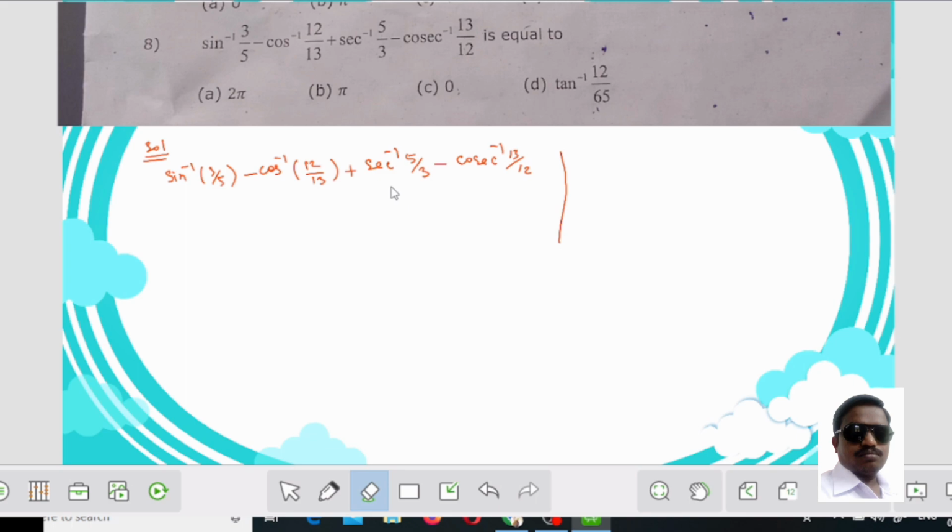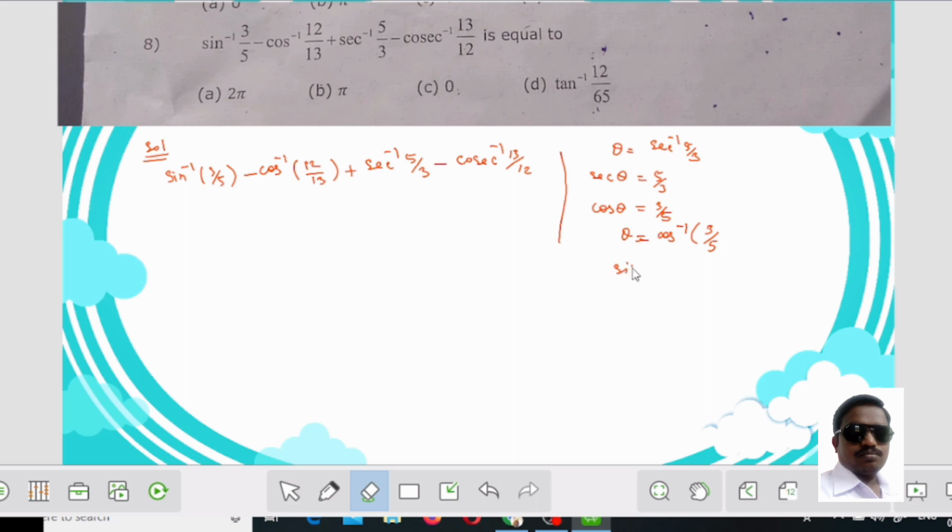Now we look at this secant inverse of 5 by 3. You may take this as theta equal to secant inverse of 5 by 3. What about secant theta? If you take secant inverse to the left side, secant theta will be equal to 5 by 3. Taking reciprocal on both sides, 1 by secant theta, that means cos theta equal to 3 by 5. What about theta now? Theta equal to cos inverse of 3 by 5. See, both are equal. This is also theta, this is also theta.